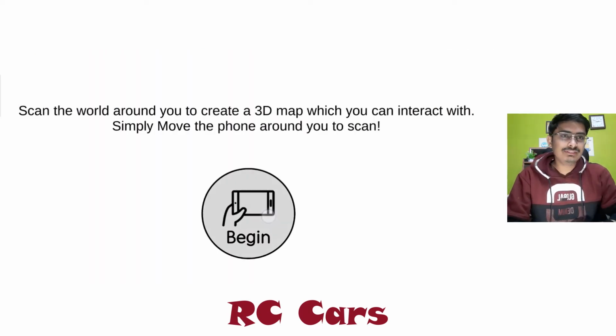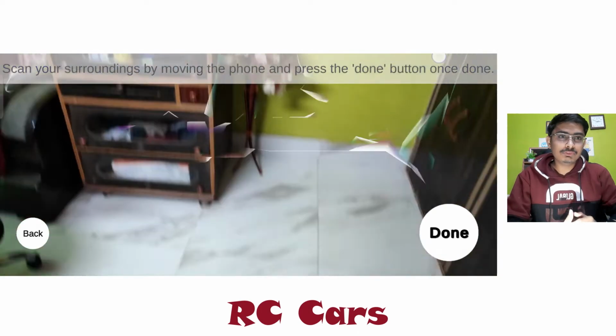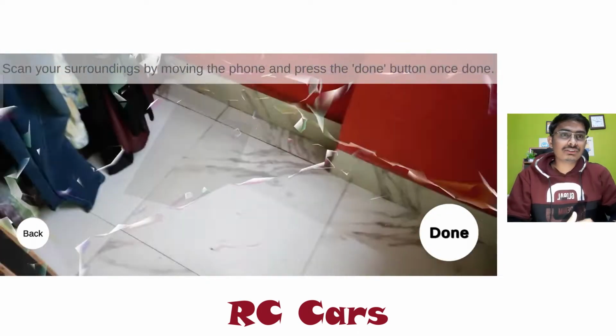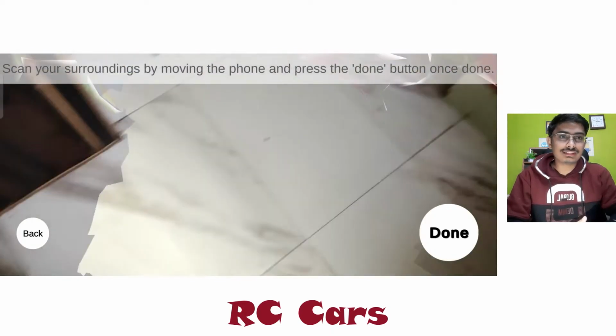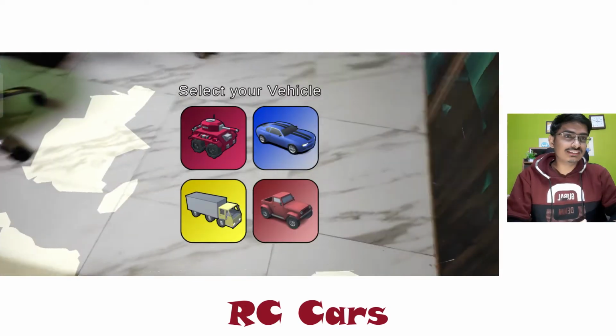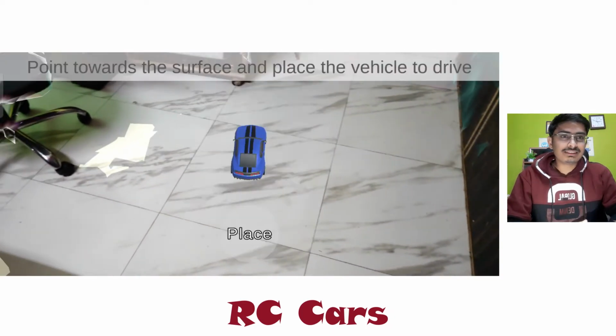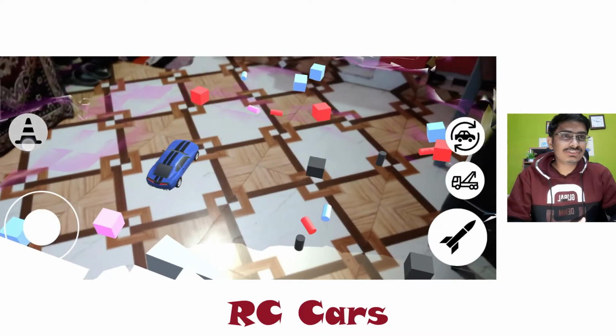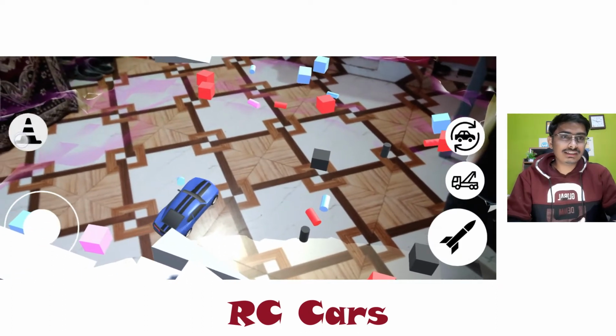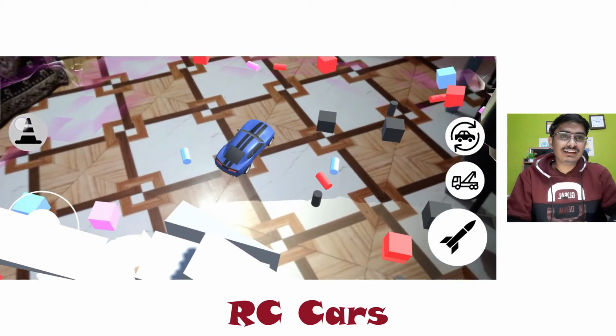Just open the app, scan the world around you by moving the phone that you're using so that it can create a real-time mesh of the real world on which you can drive. Then select the vehicle you want to drive and just move it. You can also introduce virtual objects into the real world on which you can crash and you can move those kind of objects.